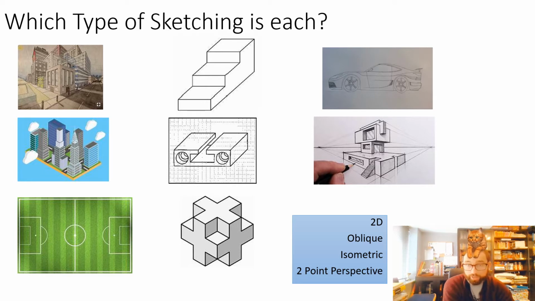As you can see here, I've got a number of different sketching techniques shown for you, and I just want you to very quickly spend a moment or two trying to identify which type of technique each one is from the previous slide. So is it 2D, oblique, isometric, or 2-point perspective? You might want to pause if you want to take a moment to write them down, or then move on to the next slide.